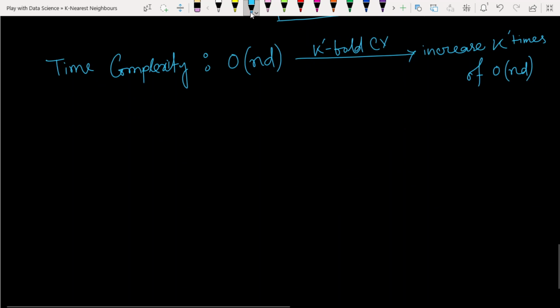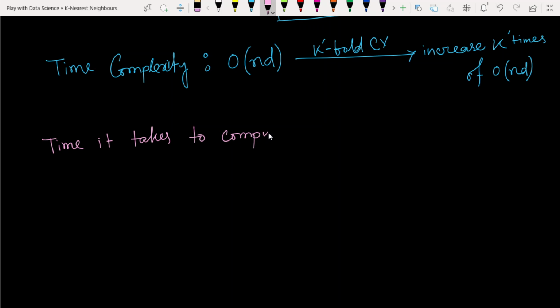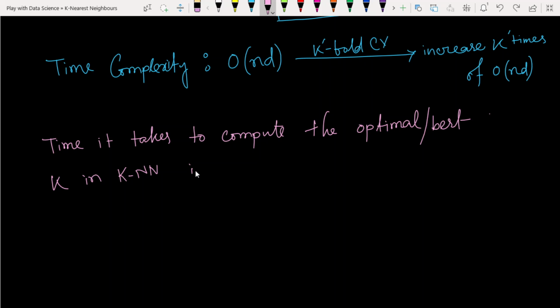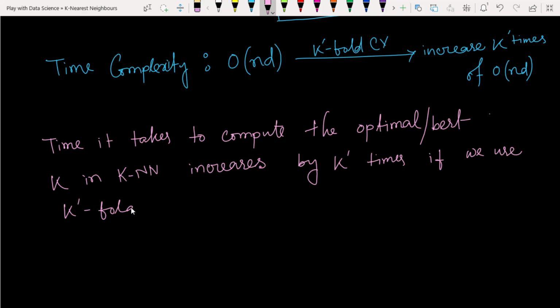So if we write it down: the time it takes to compute the optimal, or the best, both the same thing, k in KNN increases by k dashed times if we use k dashed fold cross validation.